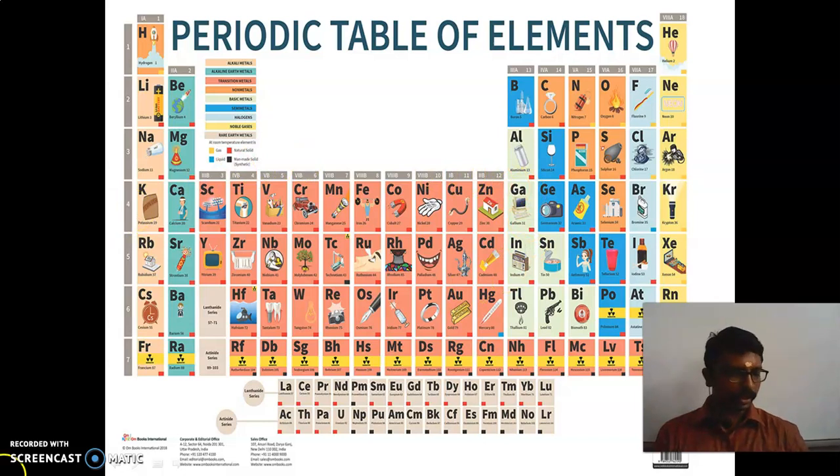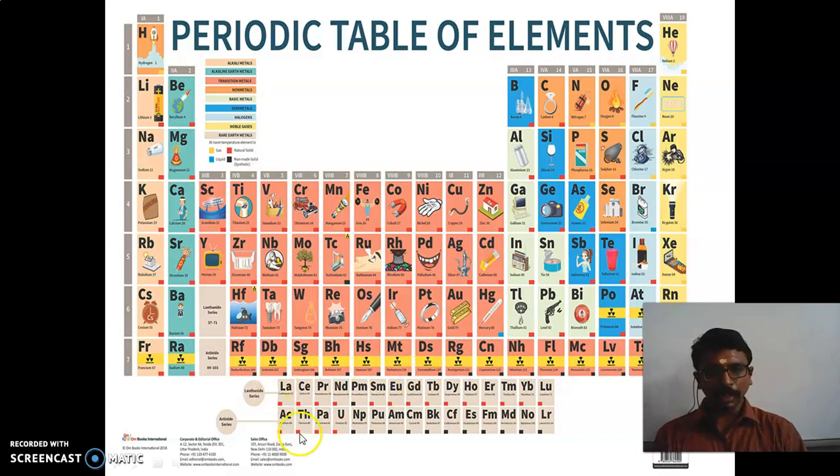Actually, in the periodic table there are 4 blocks. This is the S block, this one is the P block elements, this is the D block elements, and at the bottom this is the F block elements. So totally 4 blocks are there: S block, D block, P block, and F block elements. In the D block elements there are 4 series. The D block elements are also known as transition series.